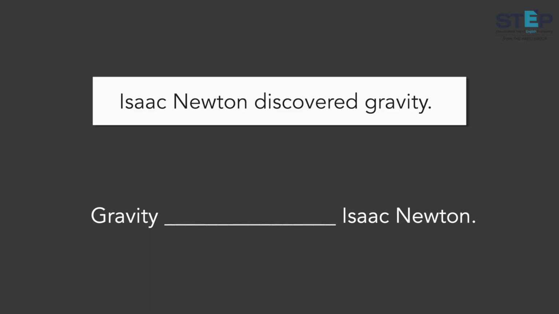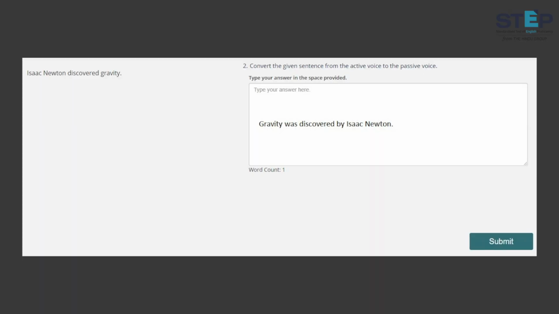According to the rules, we need to move the person or thing that receives the action to the subject position. So we have gravity in the subject position. Similarly, move Isaac Newton to the last part. Add by before Isaac Newton. As the tense is simple past, the form of the be verb to be used is was. Discovered remains the same as the past participle of discover is also discovered. We get the converted sentence, gravity was discovered by Isaac Newton.